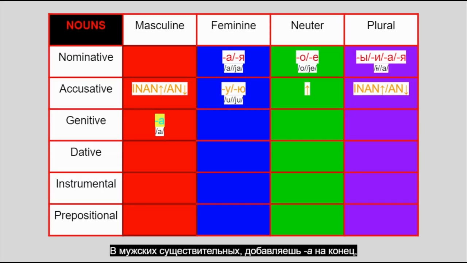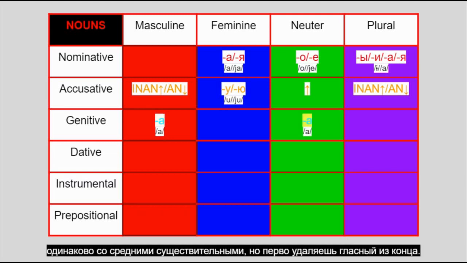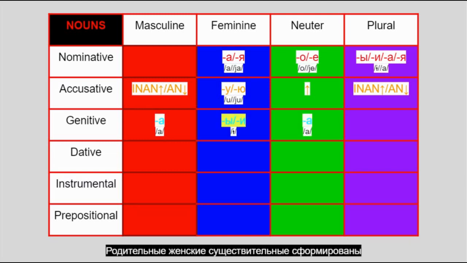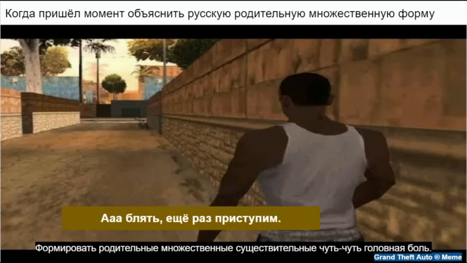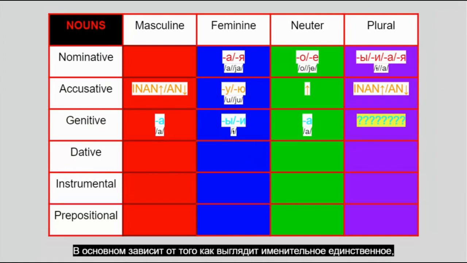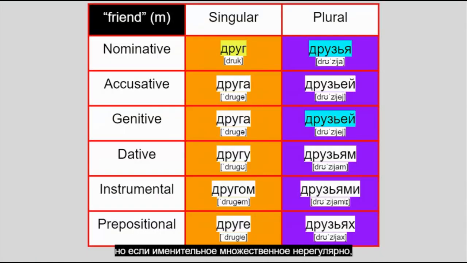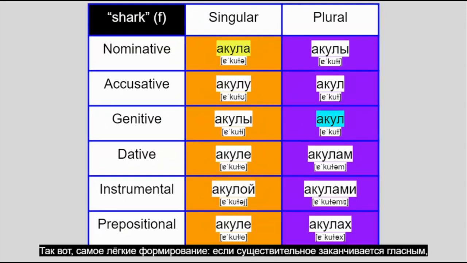In masculine nouns, you add a to the end, same with the neuter nouns, but you remove the vowel at the end first. Genitive feminine nouns are formed just like the nominative plural, with the y or i. Forming genitive plural nouns is a bit of a headache. It depends mostly on how the nominative singular looks, but if the nominative plural is irregular, then the genitive plural will match that energy. Anyway, the easiest formation.